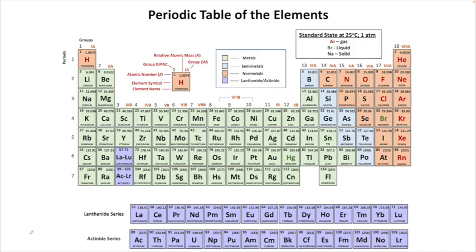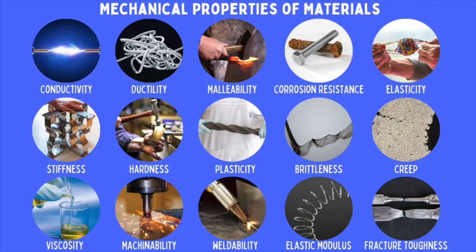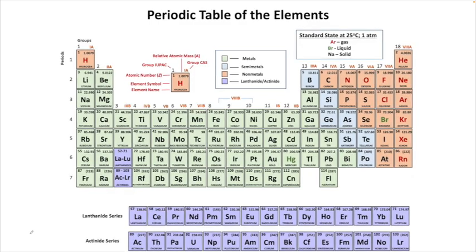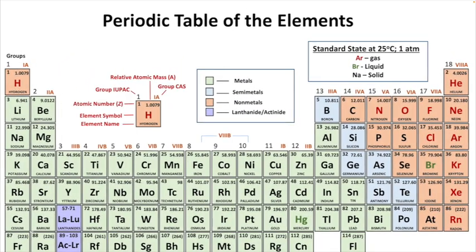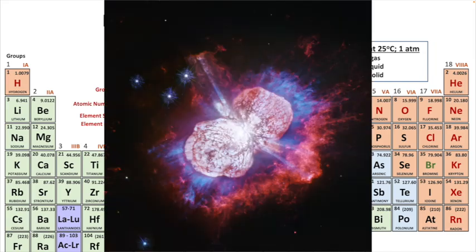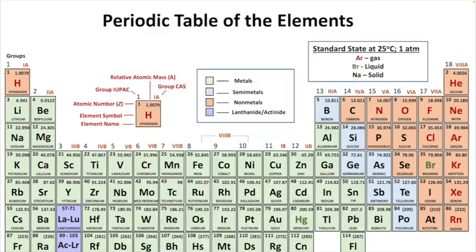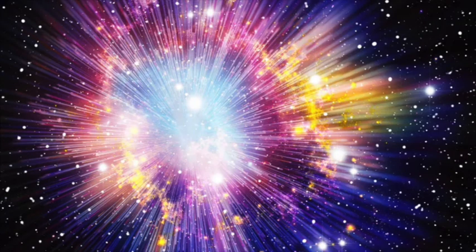Dear students, today we are going to explore a very interesting and useful concept, the relationship between atomic bond and the physical behavior of materials. You already know this is the periodic table of elements. These elements were created in the universe, most of them formed inside stars, except hydrogen, which was the first element that appeared at the beginning of the universe by itself.